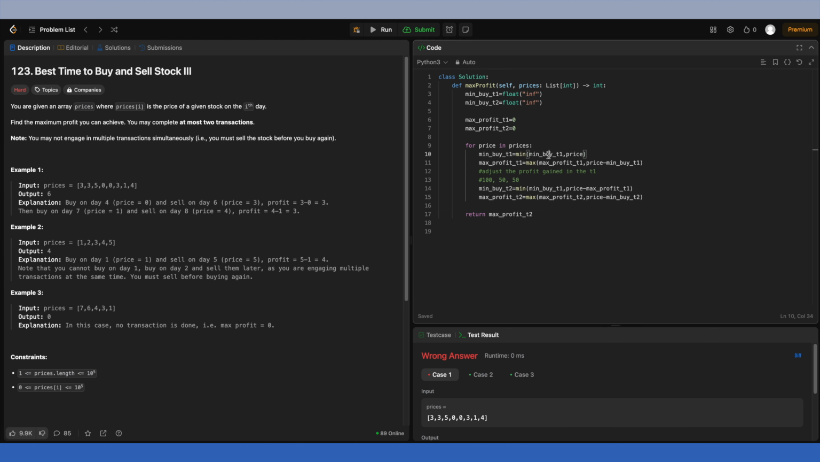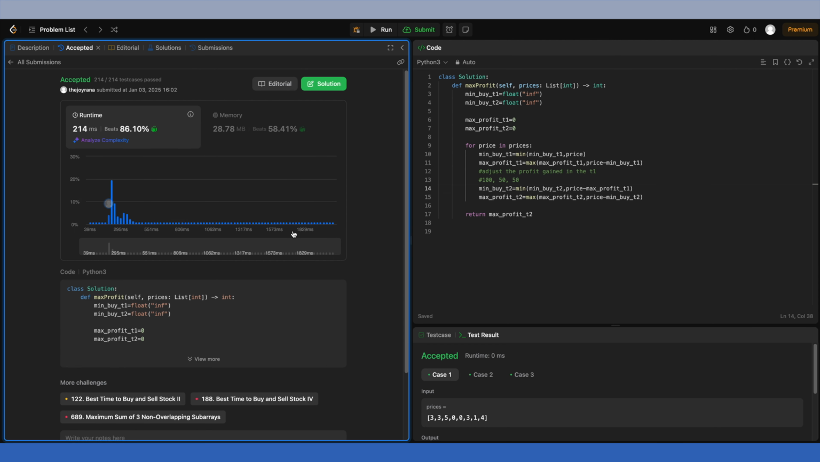Minimum buy T1, price, maximum profit, minimum buy T2 is equal to, sorry, there is just a small mistake. Okay, let's try to run this now. Okay, it's running fine. Let's try to submit this. Okay, so it's running absolutely fine.